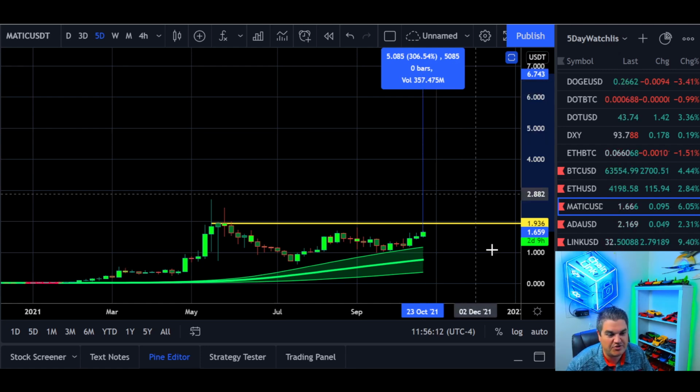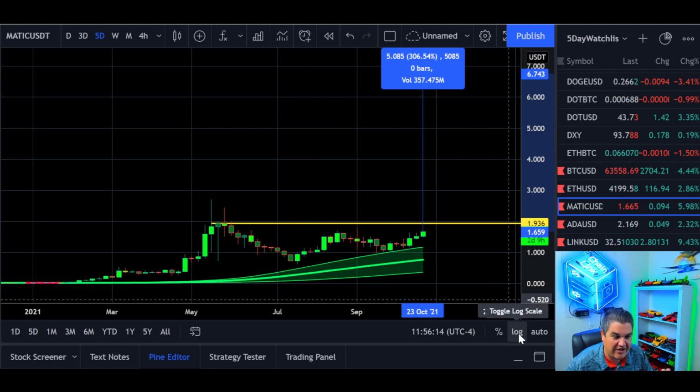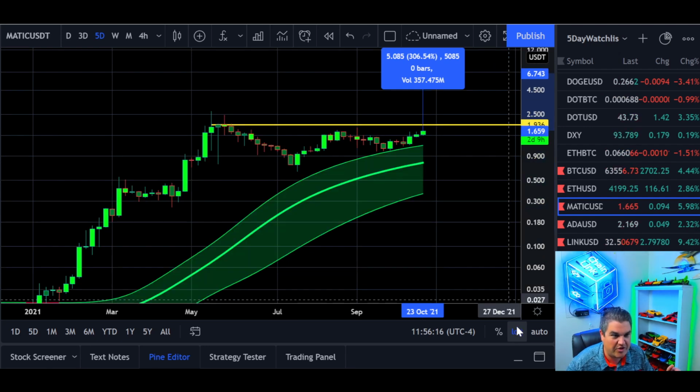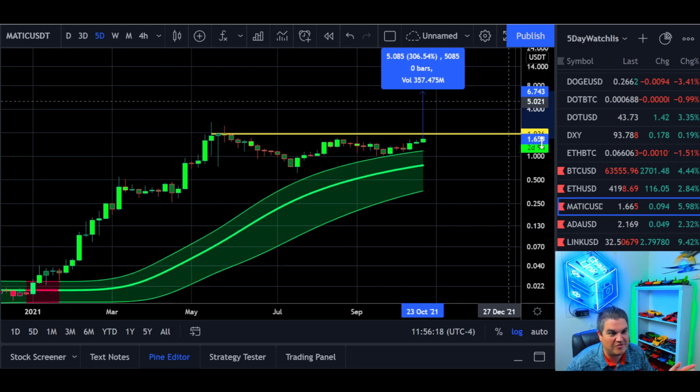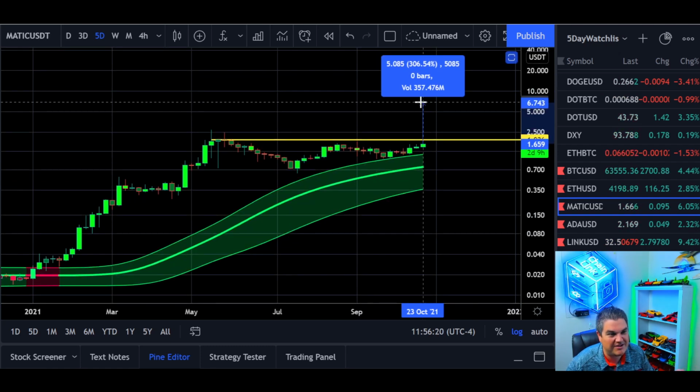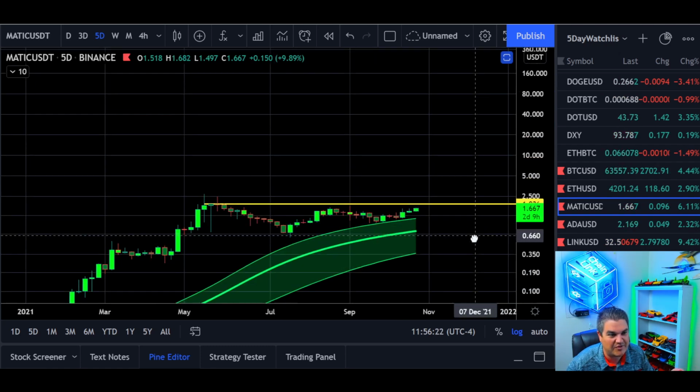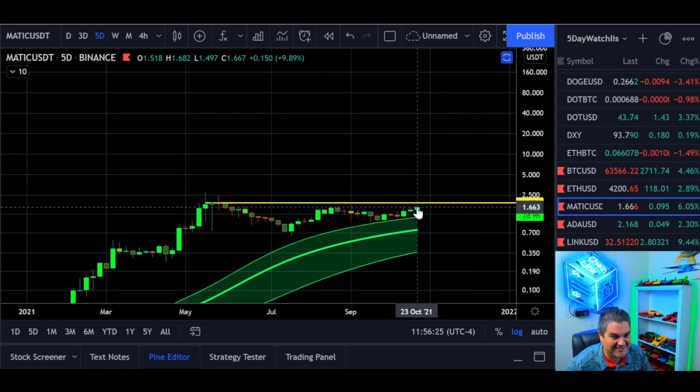But I invite you to know the difference between log scale and linear scale. This is linear scale. We put it on log scale. Now look at that move. This is the same move. That's right to the top of this arrow. Now that doesn't look so bad, does it? So now you know why I was keeping it on log scale.